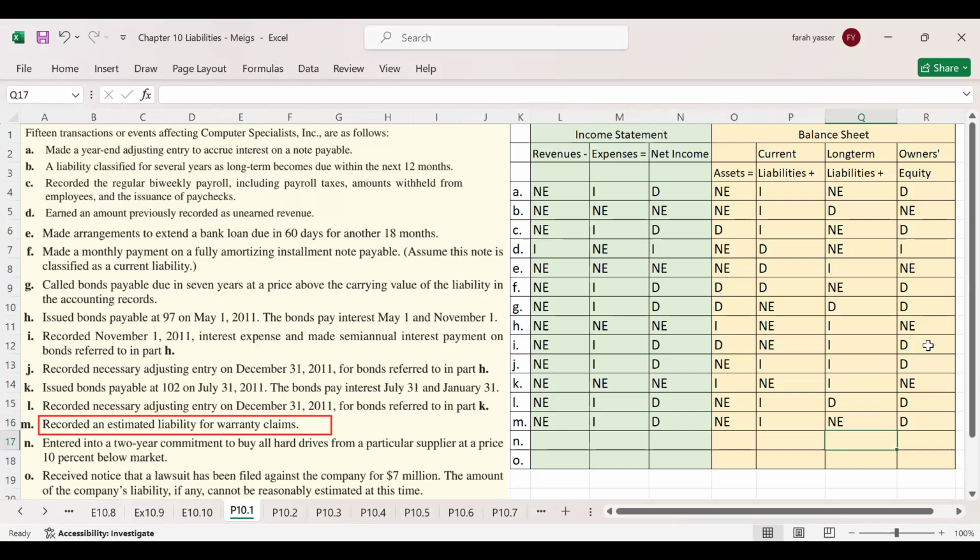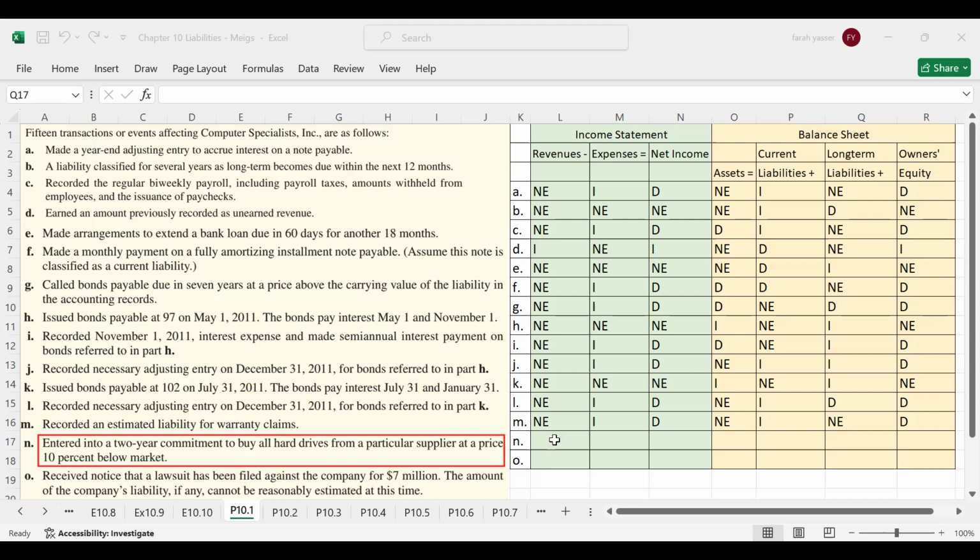In the second last transaction, the company entered into a 2-year commitment to buy all the hard drives at a given price. So, this is just a commitment. There are no entries made, no amount is confirmed, so there's no need to record it because it is a commitment. It has no impact on the income statement or on the balance sheet, so no effect overall.